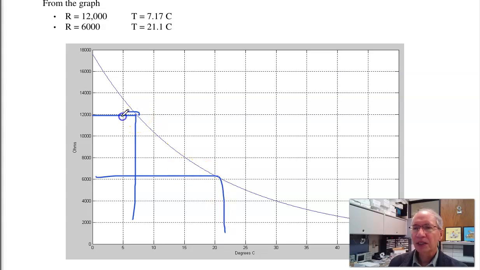And roughly, that's about 7 degrees Celsius. This is about 21 degrees Celsius. It's hard to read it off a graph to more decimal places. Next week, we'll look at how to get more decimal places using numerical methods. For this week, just use a graph, and that'll tell you pretty much what the temperature is given resistance.